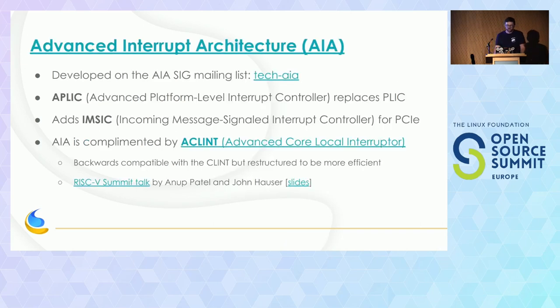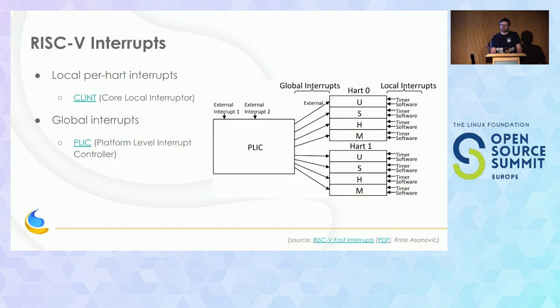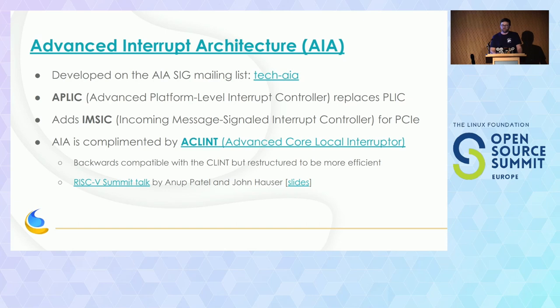Something that's been developed more recently, because this scheme is actually quite simple for a modern system, is the Advanced Interrupt Architecture, or AIA. So this defines new types of interrupt controllers. There's the Advanced Platform Level Interrupt Controller, and that replaces the normal PLIC with the APLIC. But more importantly, it adds a new type called the Incoming Message Signal Interrupt Controller. And this is important for PCI Express, because in PCI Express you have the MSIs, the Message Signal Interrupts. In addition, there's a new CLINT that delivers local interrupts called the ACLINT. And this is backward compatible, but also adds some new capabilities that make it more efficient.